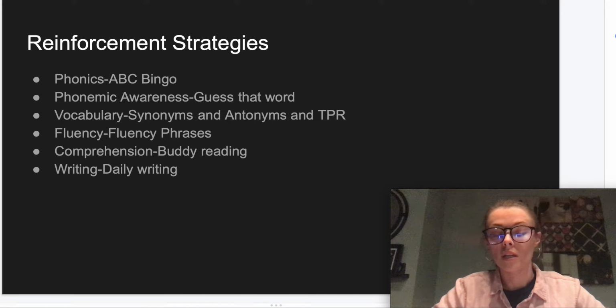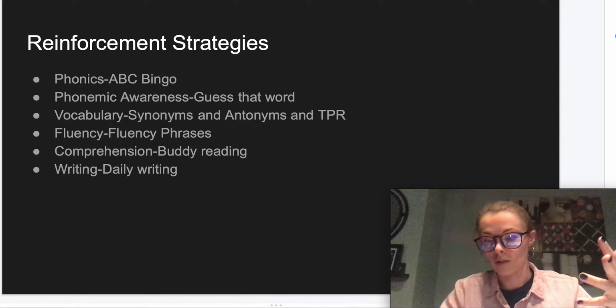And then for fluency, a strategy you could use here are fluency phrases. So this way, students are doing repeated readings, they're building their confidence, and they're building words in their word bank of known words. And then for comprehension, you could use buddy reading. And while buddy reading, students are going to be building their fluency as well. But after a partner reads a page, they can either share a summary or a new piece of information learned. And then the buddy has the opportunity to either agree or disagree for various reasons.